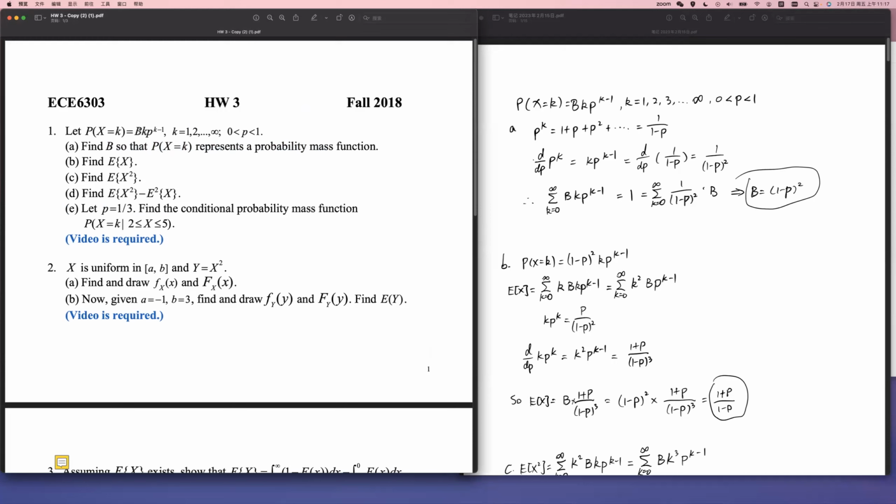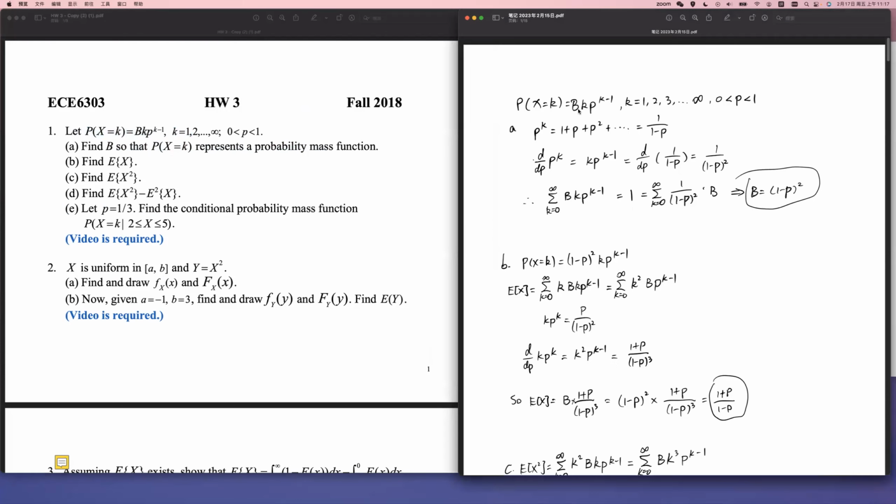So we can write this out. First of all, we know that the sum of p to the power of k is equal to 1 over 1 minus p, and we can take the derivative of both sides, and we get the sum of k times p to the power of k minus 1 equals 1 over (1 minus p) to the power of 2. So we can relate this part to this part.